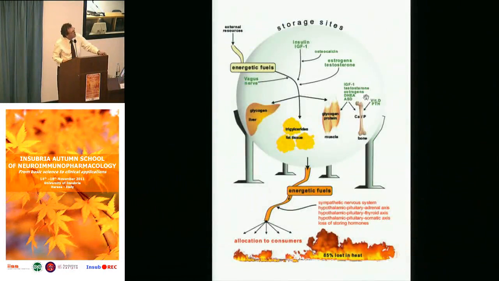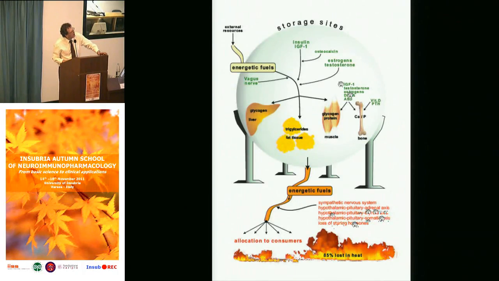So this is once more the situation. You have the storage sites and the storage hormones. So there is a cut between these green hormones and these red systems. The red systems release these energetic fuels and allocate them to the activated immune system. Sympathetic nervous system activation, hypothalamic pituitary adrenal activation, the hypothalamic pituitary thyroid activation, and the somatic axis is activated in the acute phase of the disease, and you lose the storing hormones.